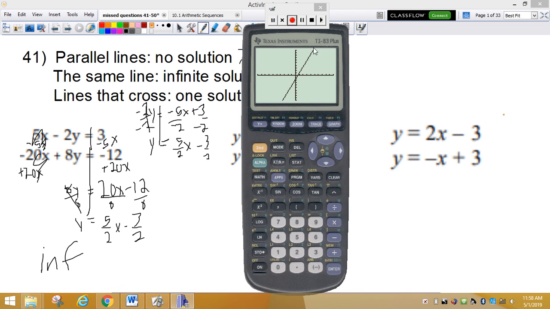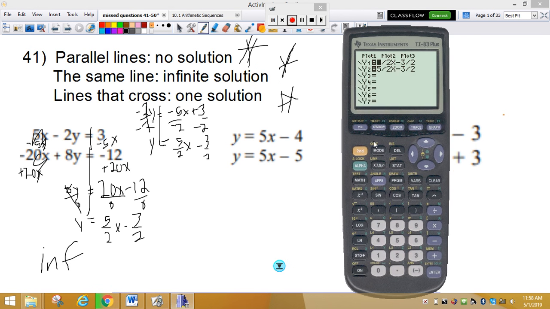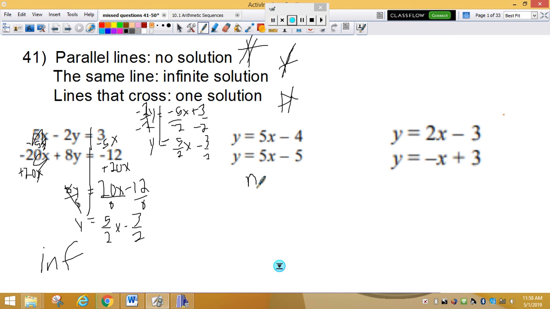All right, let's graph this second one. It's nice and already solved, so I don't have to do any math, I just have to graph them. So I got 5x minus 4 and 5x minus 5. Let's graph those. All right, so those are two parallel lines. They're not on top of each other, they're parallel. Parallel means there are no solutions.